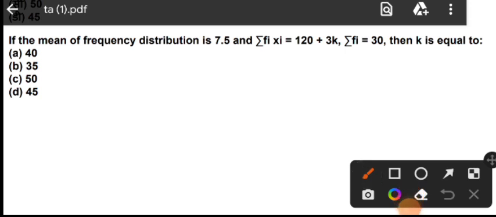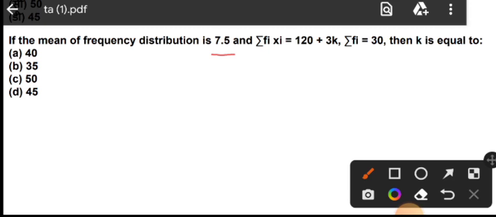So you can see the question is given: if the mean of the frequency distribution is 7.5 and sigma fixi is equal to 120 plus 3k, sigma fi is equal to 30, then k is equal to? This question asks what is the value of k. Then here we can see that the value of mean is given, 7.5 is the value of mean, and here sigma fixi is given.